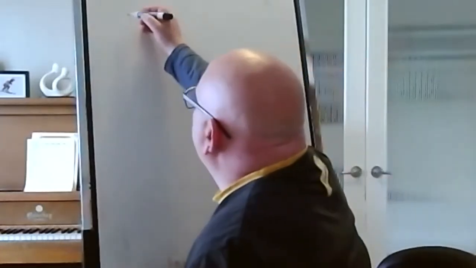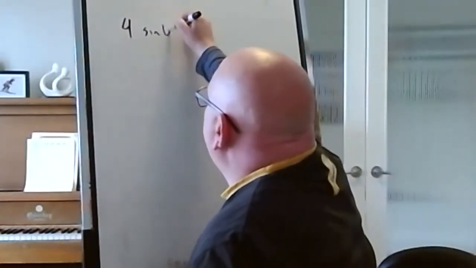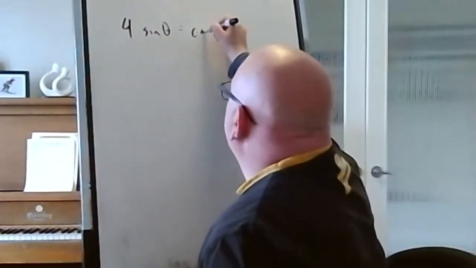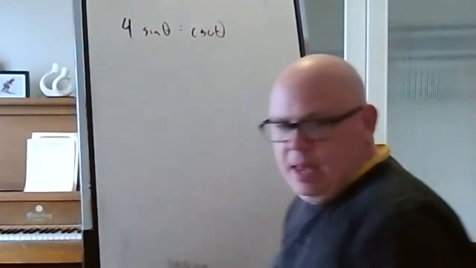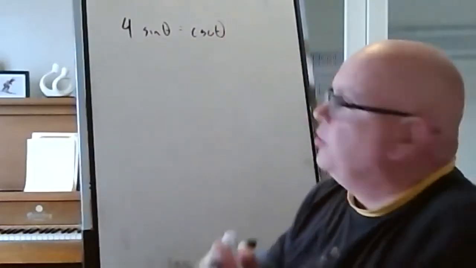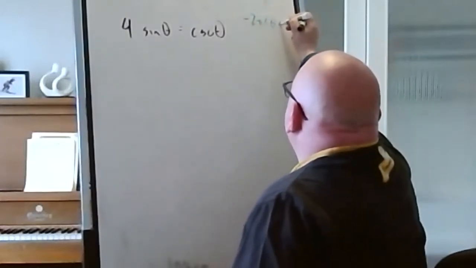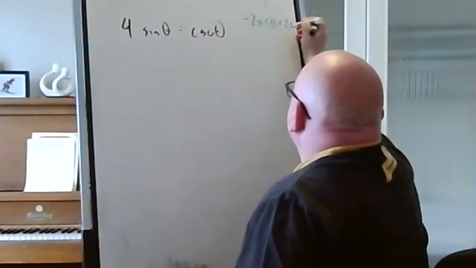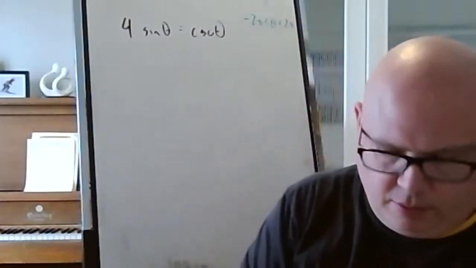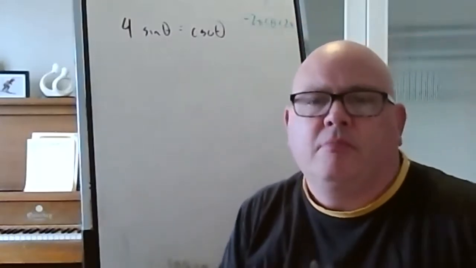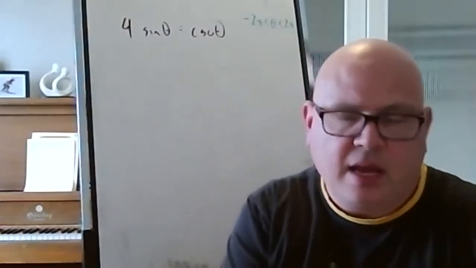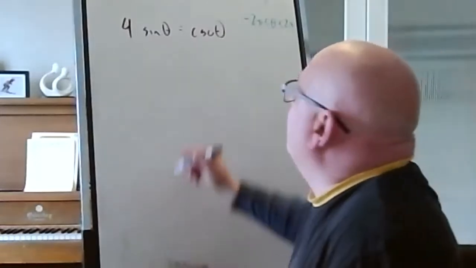So that's going to drive what our solutions are, how many solutions we have. And so here we go. 4 sine theta is equal to cosecant theta. And our domain goes from negative 2 pi less or equal to theta less than positive 2 pi. So it includes positive negative 2 pi as endpoints that we could have solutions from possibly.